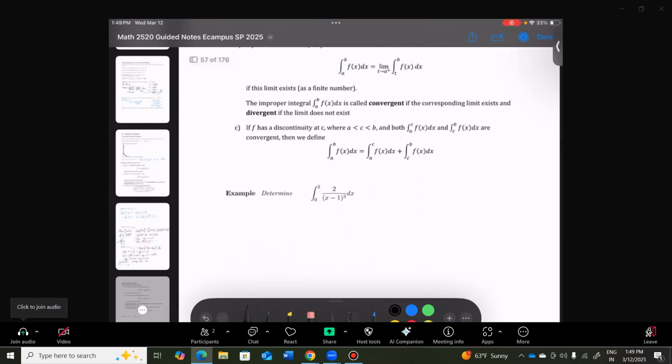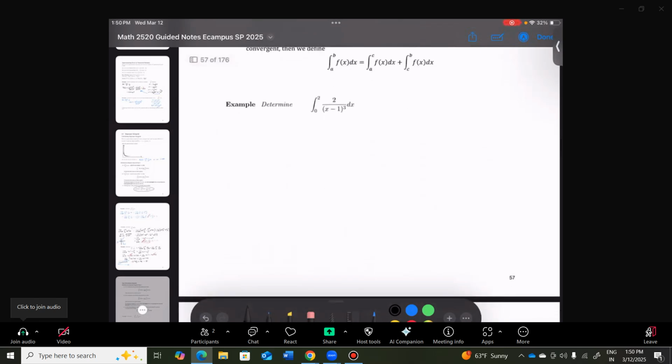And again, if this integral is convergent, then your limit will exist and you'll get a value out. If it's divergent, the limit doesn't exist. And the last part of this is if f has a discontinuity at c, where c is between a and b, and both the integral from a to c and the integral from c to b are convergent, then the integral from a to b of f of x dx is the sum of those two. All right, so say we have the integral from 0 to 2 of 2 over (x minus 1) cubed dx. And at x equals 1, we have a discontinuity.